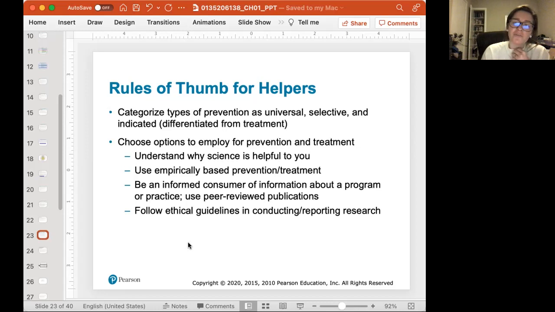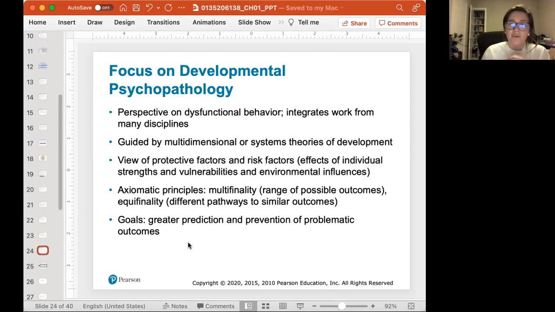Be an informed consumer of information about a program of practice. Use peer-reviewed publications and follow ethical guidelines in conducting and reporting research. Right, Belmont Report. And lastly, focus on developmental psychopathology. This perspective on dysfunctional behavior integrates work from many disciplines, guided by multidimensional or systems theories of development. There's a view of protective factors and risk factors, effects of the individual strengths, vulnerabilities, environmental influences, axiomatic principles, multifinality.